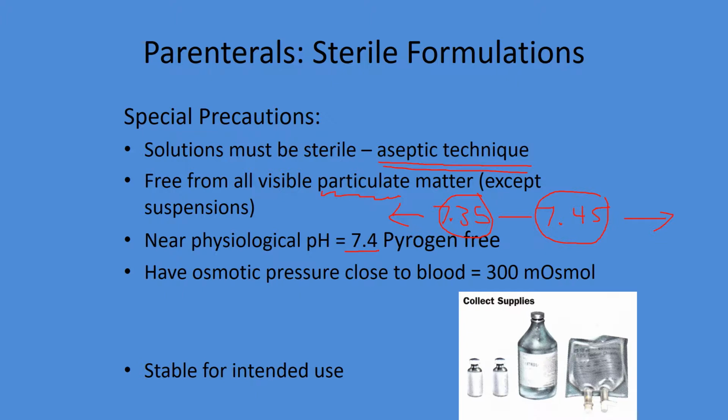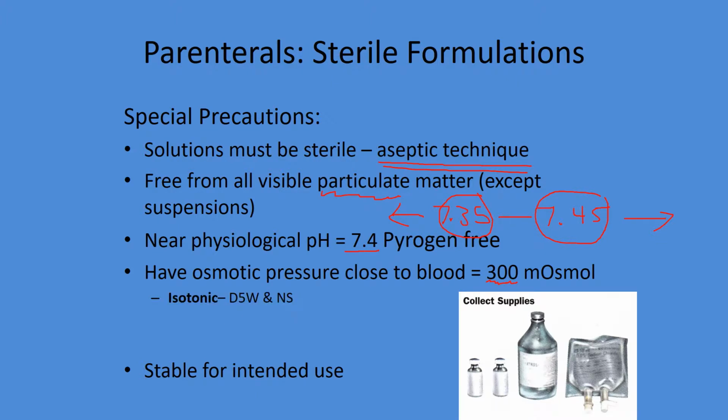Next is osmotic pressure. So this measures, well, we'll just call it how much stuff is in blood. So there's cells, blood cells, proteins, salts, sugars, a bunch of other molecules. So that's going to impart about 300 milliosmoles of pressure. So things that we add to the blood must have about the same amount of stuff in it.